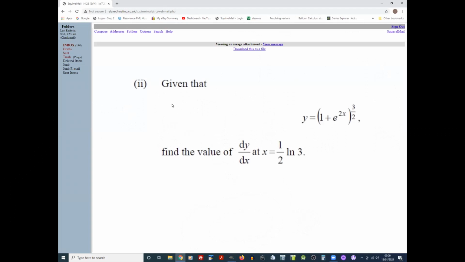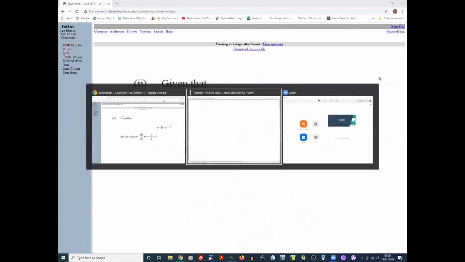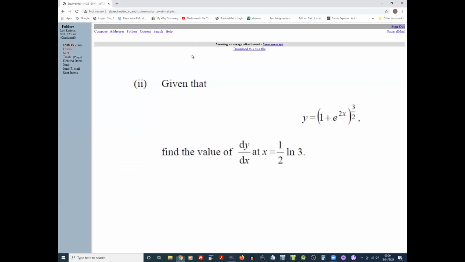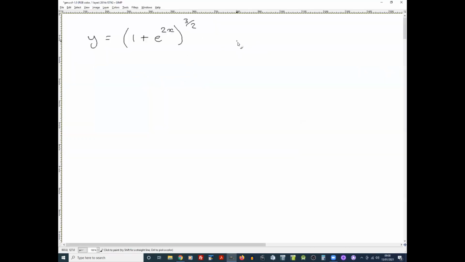Just this, yes? Okay, y equals (1 plus e to the 2x) to the power of 3/2. And they want to know the gradient at x equals 1/2 log 3.